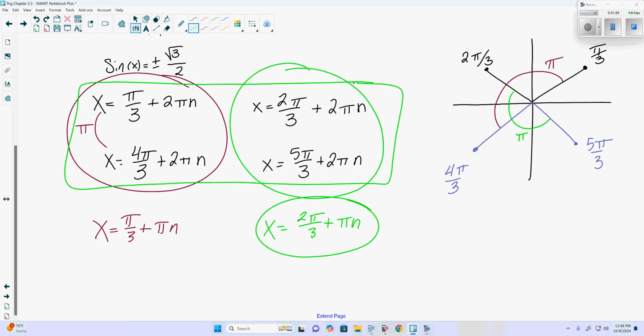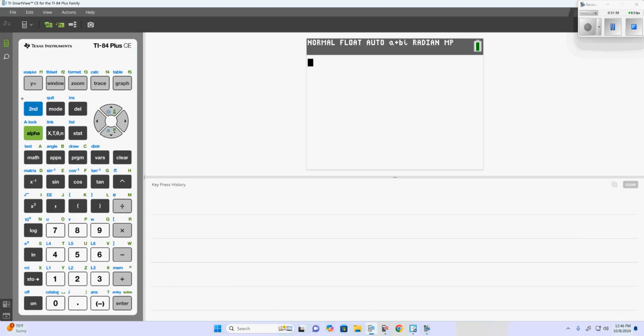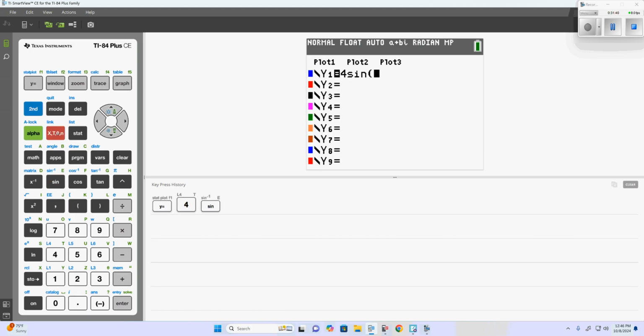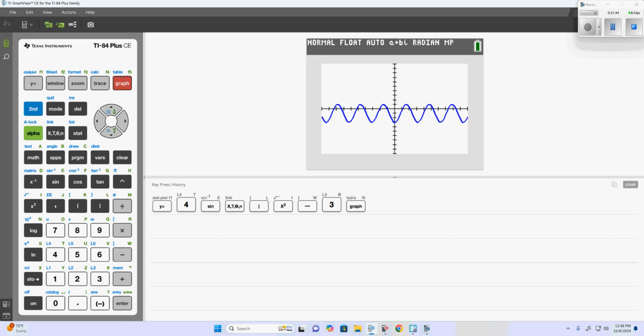Questions on this here? I mean, there are always ways that we can check this. 4 sine squared minus 3. We do have this here.